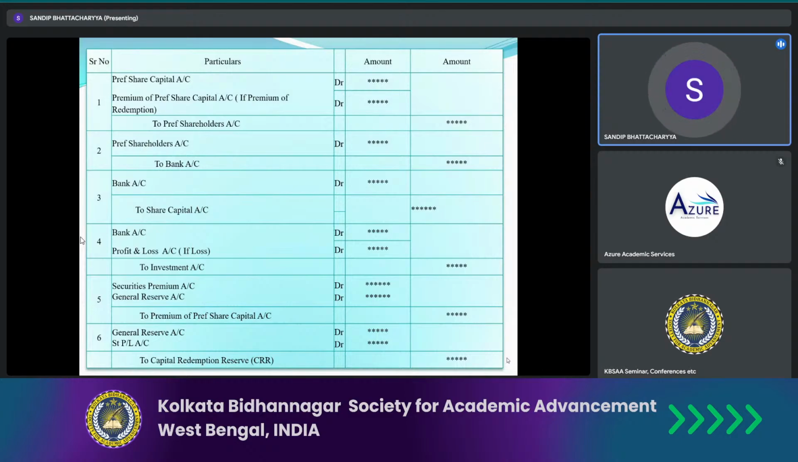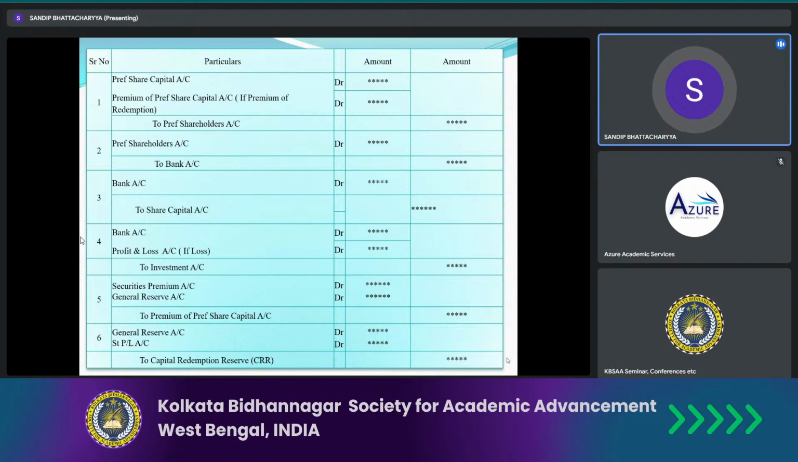Now, if you are in a liquidity crisis or liquidity crunch, you must sell some sort of asset. You know very well that investment is one category of the asset of the company, and you must sell the investment. So bank account debit, profit and loss account debit: if you sell, then obviously it will be either a loss or a profit. If it is a loss, then the profit and loss account is debited, and if it is a profit, then bank account debit to investment to statement of profit and loss account.